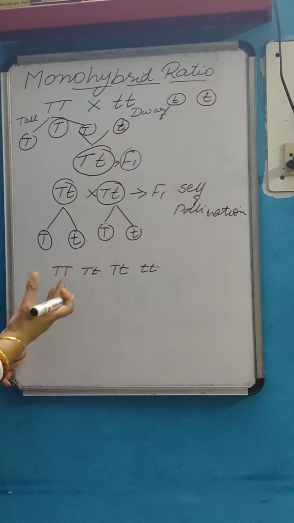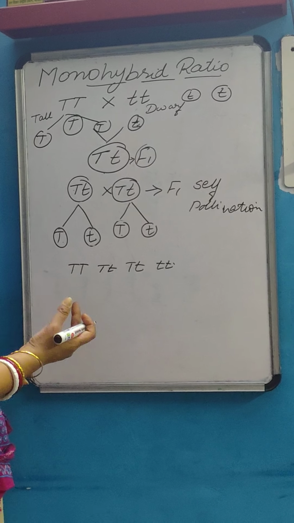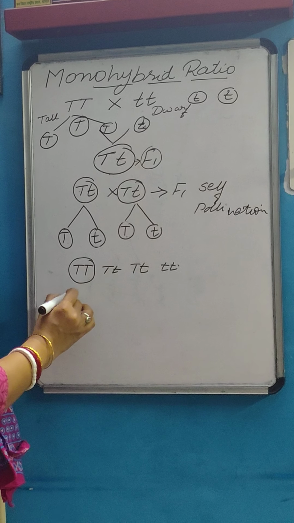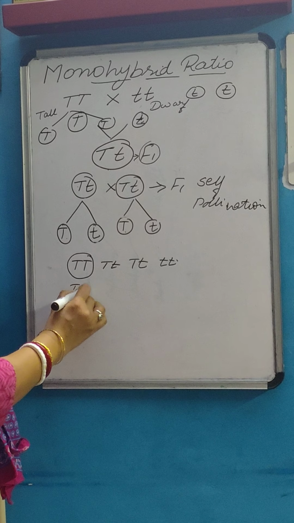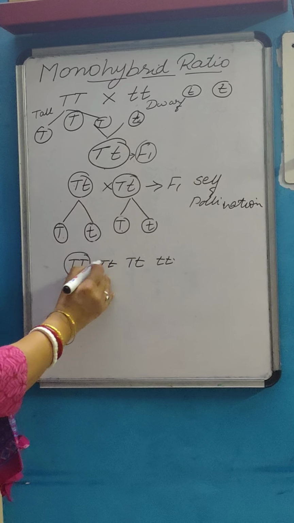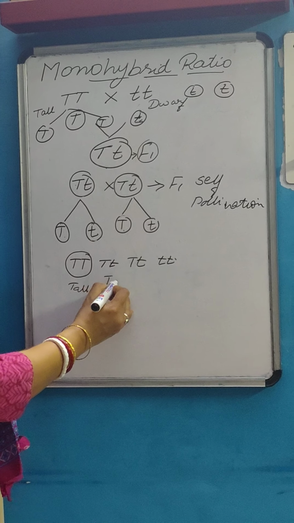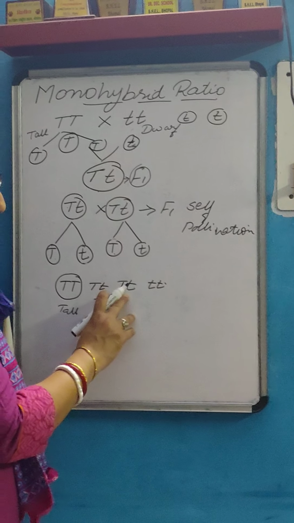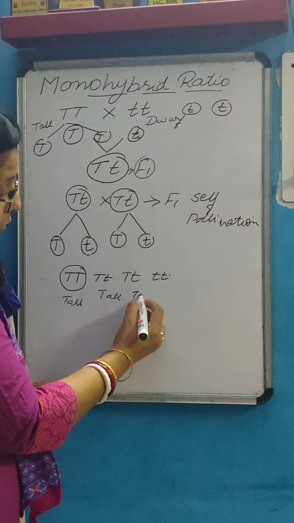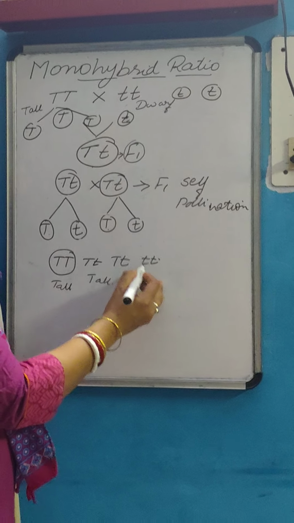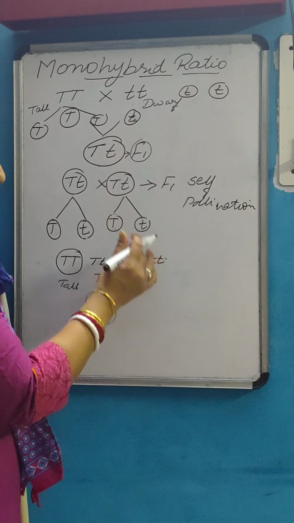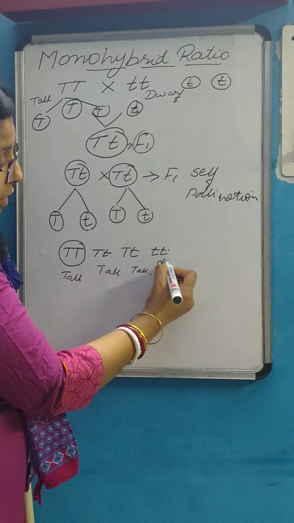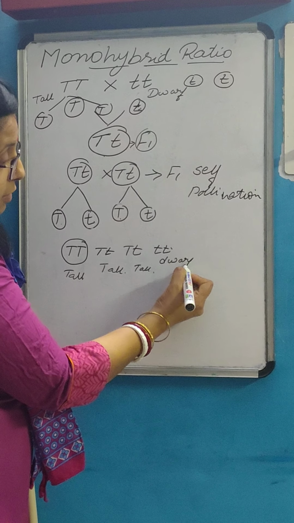But if we observe it phenotypically, the physical characteristics, here capital T is a tall characteristic. Here also capital T is in the dominant form. This is a tall characteristic. Here also capital T is in the dominant form. So this is also a tall characteristic. Whereas here the recessive gene is showing itself. So the characteristic is a dwarf characteristic.